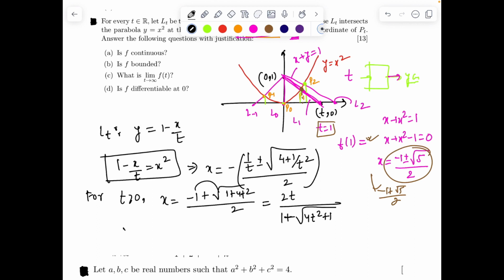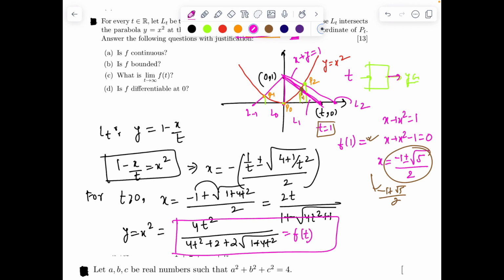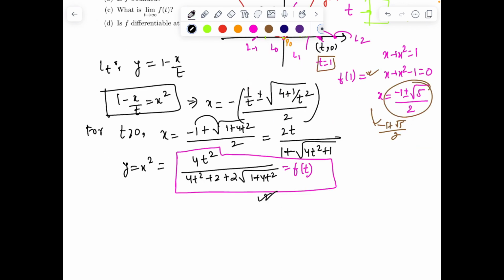So remember this is the x coordinate, so the y coordinate is nothing but x square. So the y coordinate, its square, will give 4t square by (4t square plus 2 root of 1 plus 4t square plus 2). So this is basically our function, right? So our function f of t is a continuous function, and the only danger is if the denominator is 0, but luckily the denominator is never 0 because it's greater than or equal to 0, and in fact it will be strictly greater than 0 because 4t square is just greater than 0. So the function is continuous everywhere because of continuity of polynomials and the square root function.